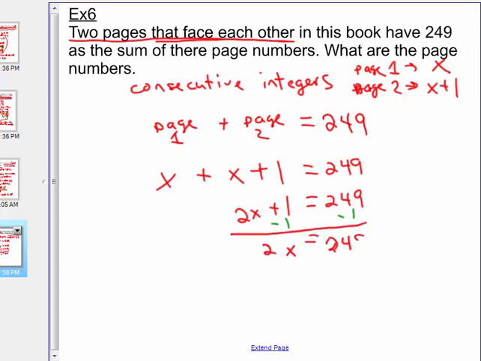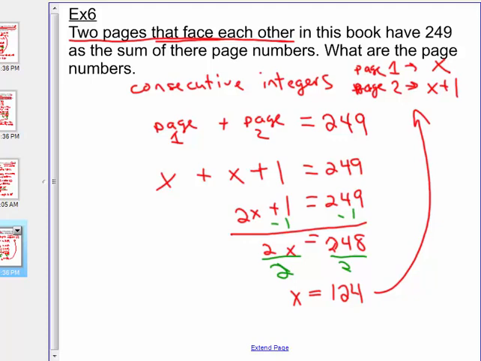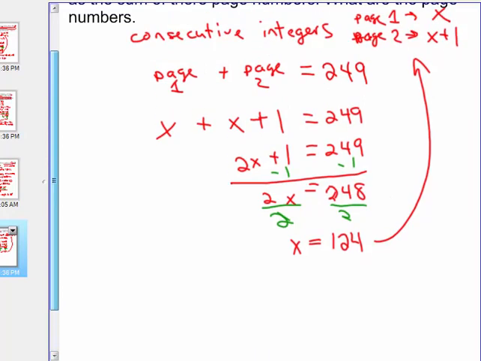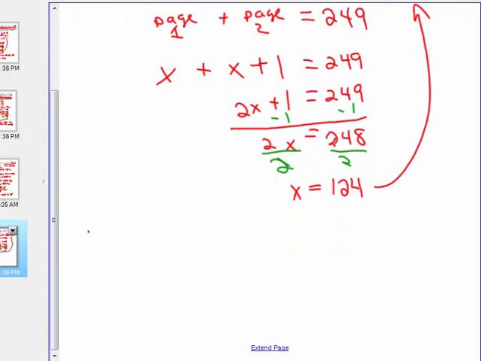When we do, we have 2x equals 248, so x is 124. What does x stand for? X is the first page, so what's the second page? X plus 1. So page 1 is 124, page 2 is 125. I could write a sentence that says the two consecutive pages are page 124 and page 125. Page 1 is number 124, page 2 is number 125.